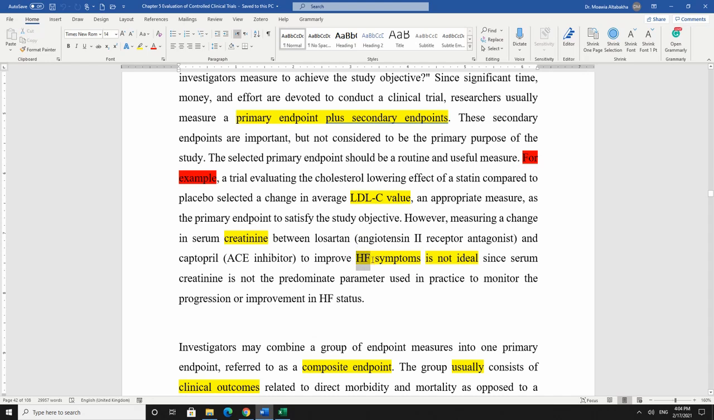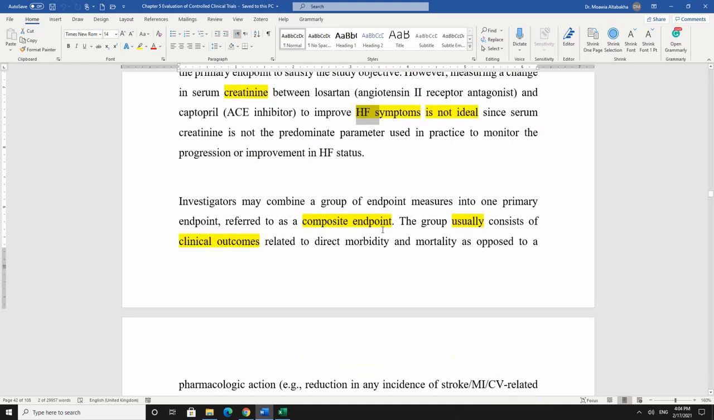What you should be measuring is the ejection fraction, how much the heart is able to eject from the blood. This should be your primary endpoint and not creatinine. Creatinine can be a secondary endpoint, but not primary in the case of heart failure. Okay, the primary endpoint is some measure that will answer directly the objective of the research. Secondary are other things such as severity, incidence, or safety of the drug.